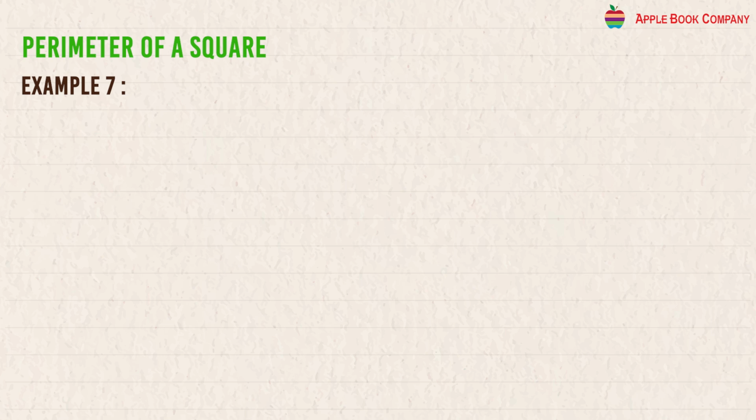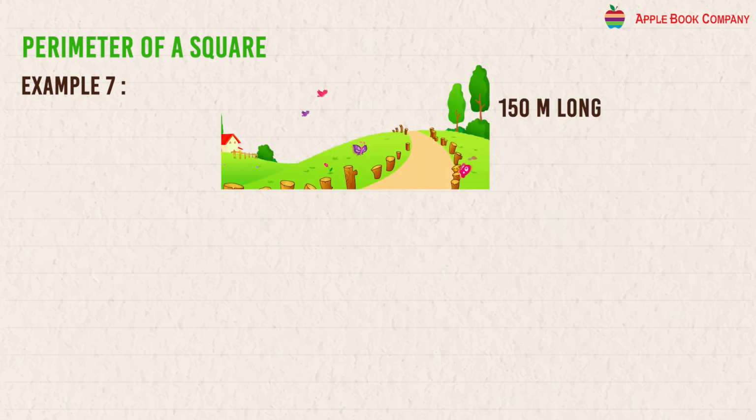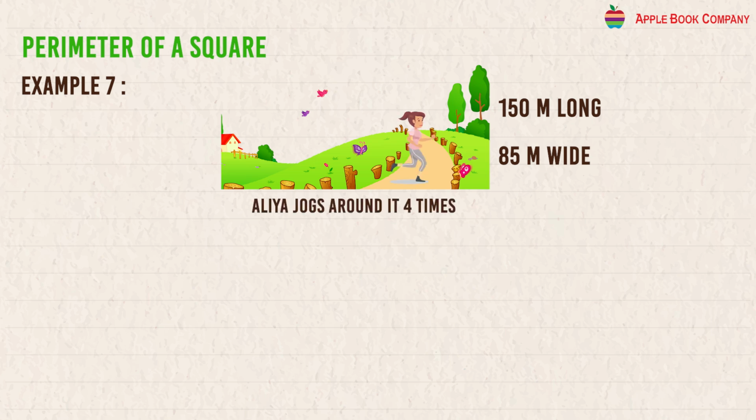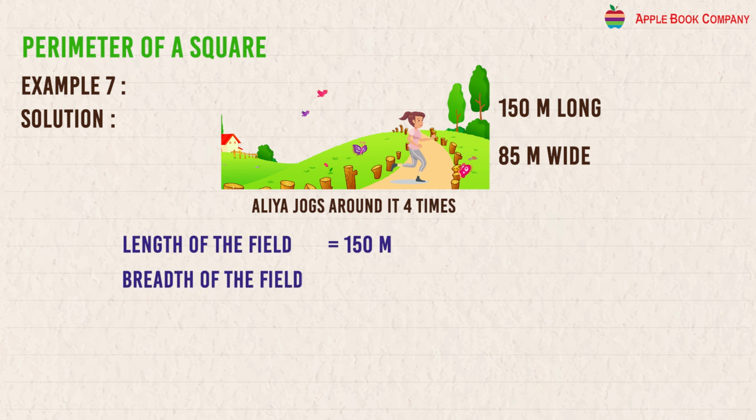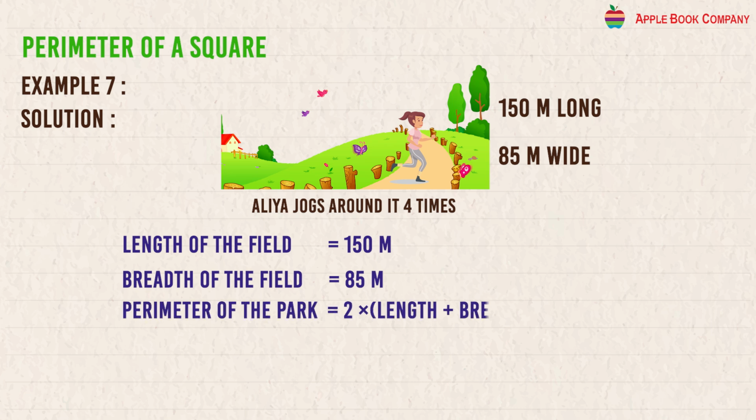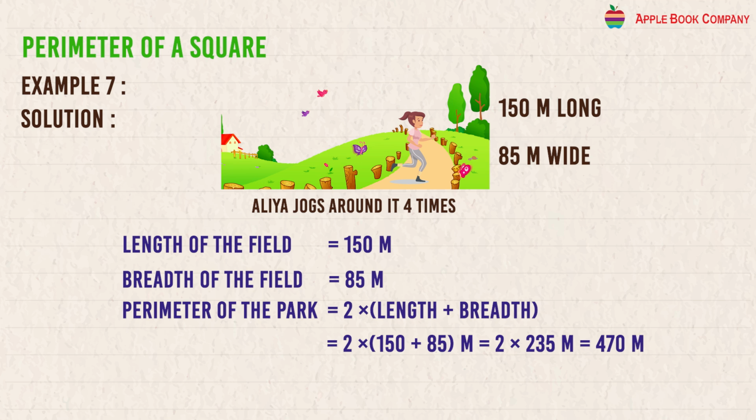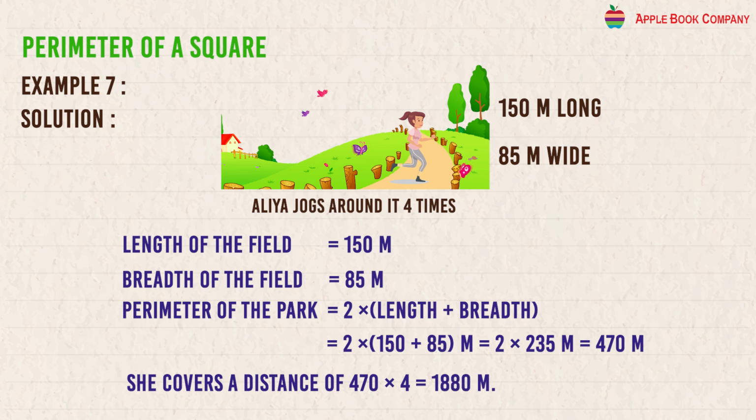Example 7. A ground is 150 meters long and 85 meters wide. Alia jogs around it 4 times. How much distance does she cover? Solution: length of the ground is equal to 150 meters. Breadth of the ground is equal to 85 meters. Perimeter of the park is equal to 2 into (length plus breadth), equals 2 into (150 plus 85), that is 2 into 235, equals 470 meters. She covers a distance of 470 into 4, which is equal to 1880 meters.